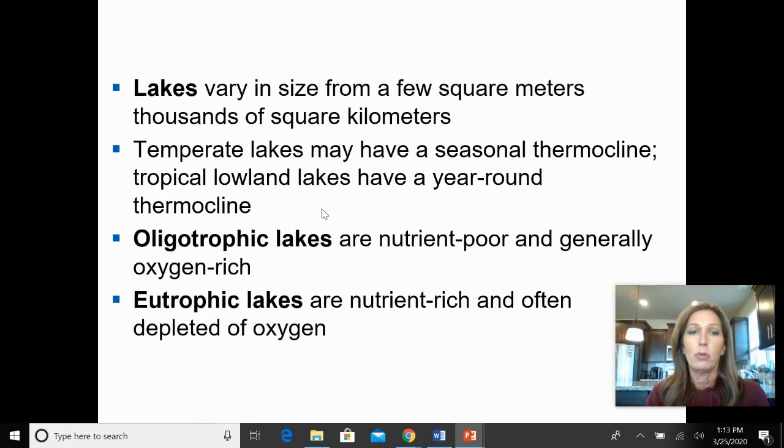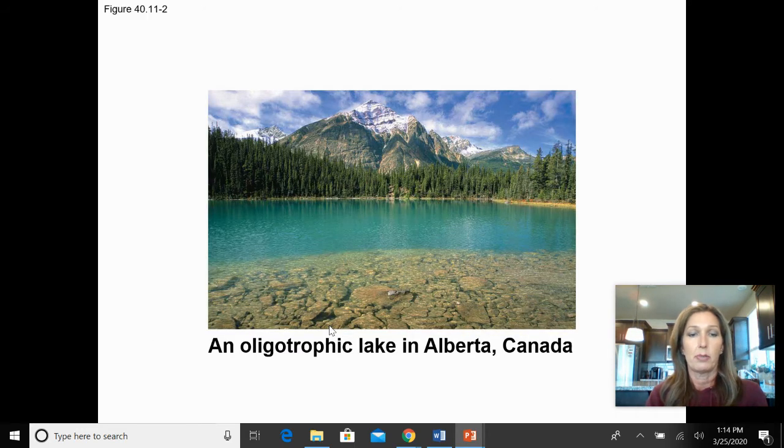Now, when we talk about lakes, something you should address is an oligotrophic lake versus a eutrophic lake. Your oligotrophic lakes are going to be nutrient poor, but generally very oxygen rich. And then eutrophic lakes are very nutrient rich, and because of all the nutrients, oxygen is actually in high demand because there are usually so many organisms fighting for the use of that oxygen in those water systems. Oligotrophic lakes would be like our Lake Tahoe.